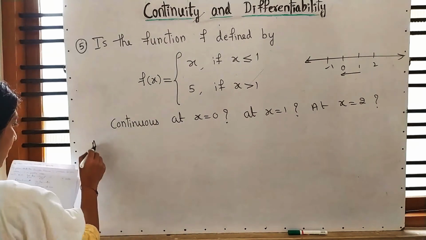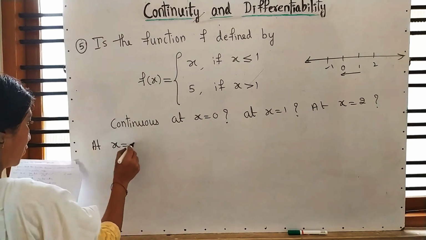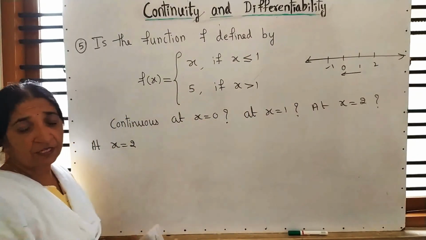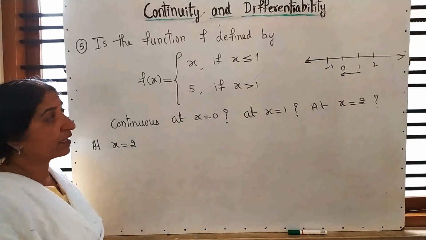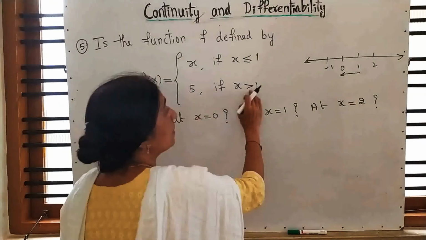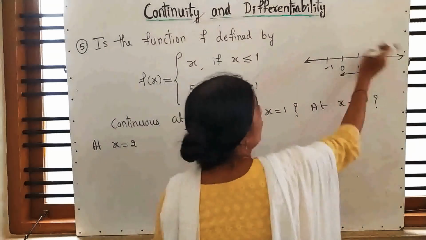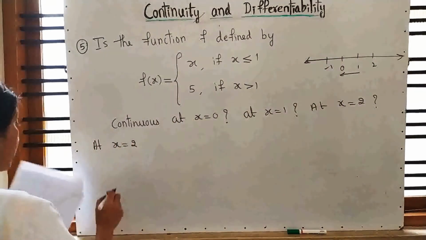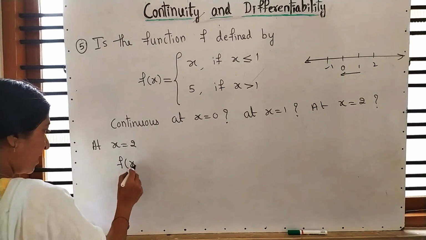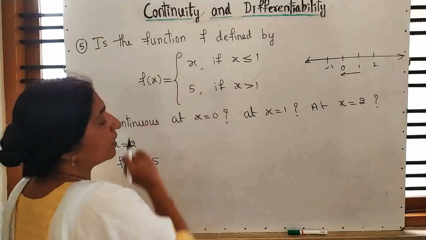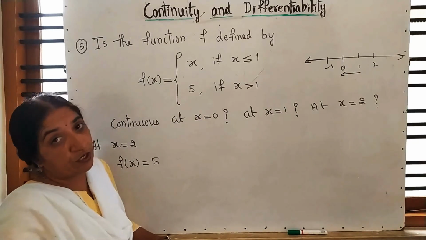The third one, at x is equal to 2. See, x is less than or equal to 1 means there is no question of taking 2, because it is on the left side. X is greater than 1 means of course you can move up towards the 2. So at x is equal to 2, which function are we taking? We are taking f of x is equal to 5. Correct or not?